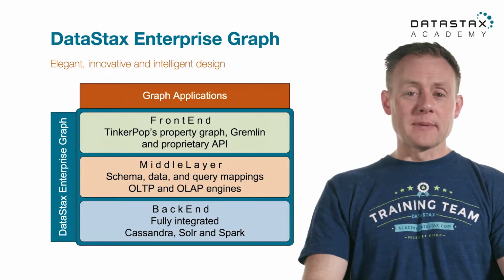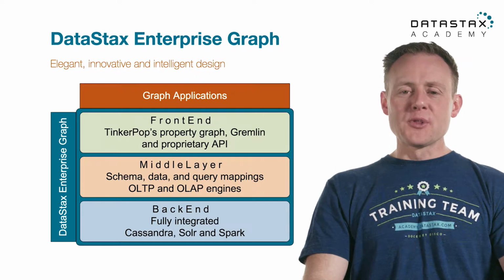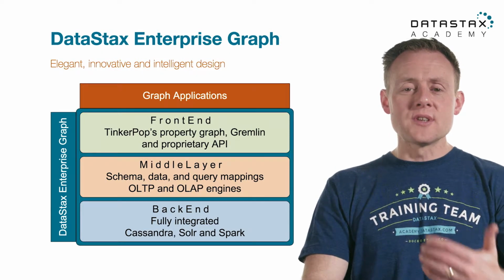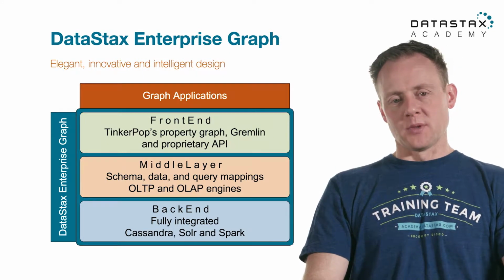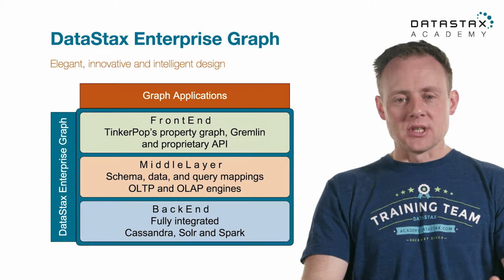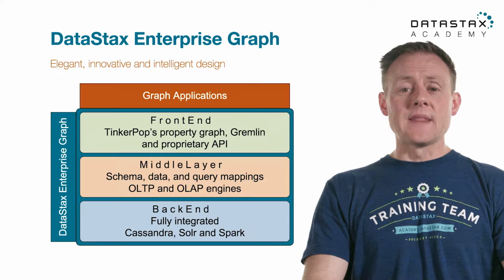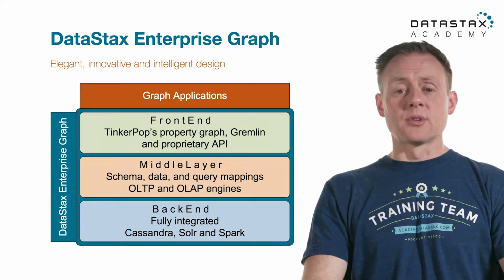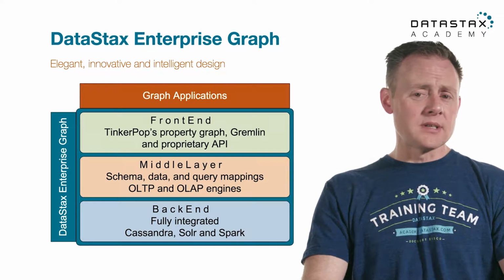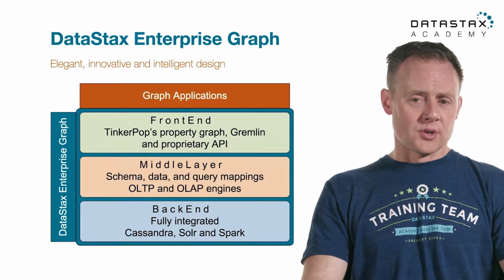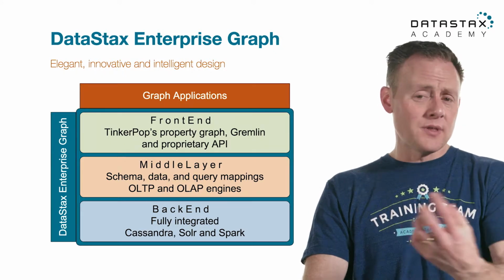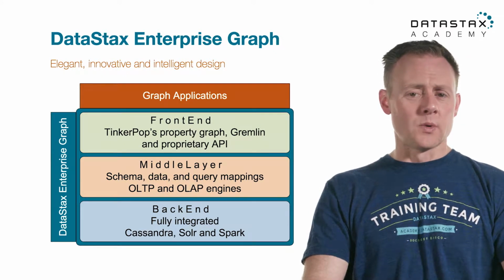Let's talk just a little bit about the architecture of Graph. Now, the front end, that is what you as a developer see when you interface with this database, that looks like Apache Tinkerpop. That's a property graph. We'll talk about what that is in just a few minutes, and the Gremlin traversal language. There are also some proprietary API elements that we'll cover in detail in other parts of the course. But that programmer front end, that's really the thing that you see as a developer when you're using Graph.